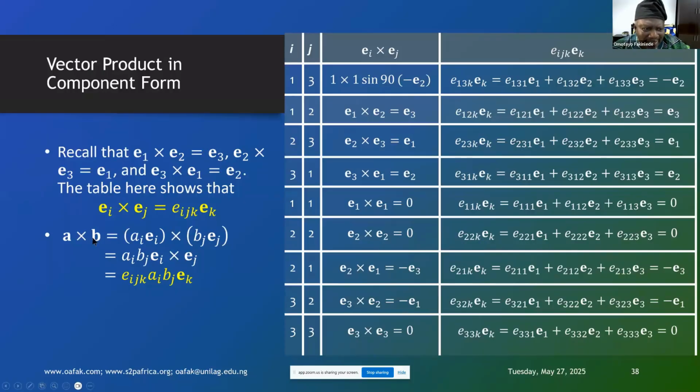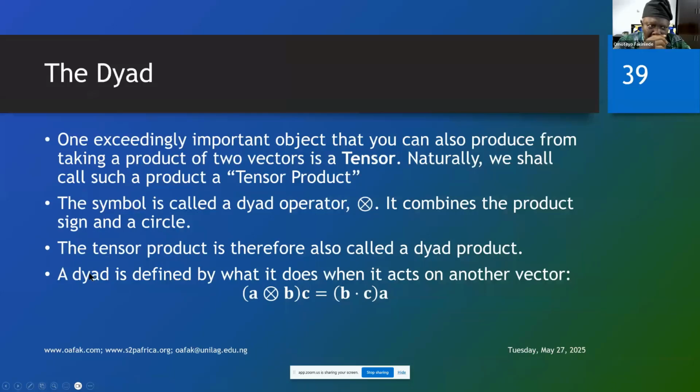So you can see now why A cross B is equal to EIJK AIBJ EK. So you need to expand this. If you now expand this quantity, you will see that all the cross product formulas you are having are hiding inside that expression. We are now at the point of defining the dyad. What I want you to do is to now write out.